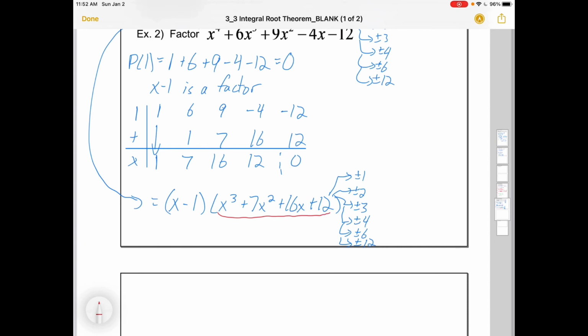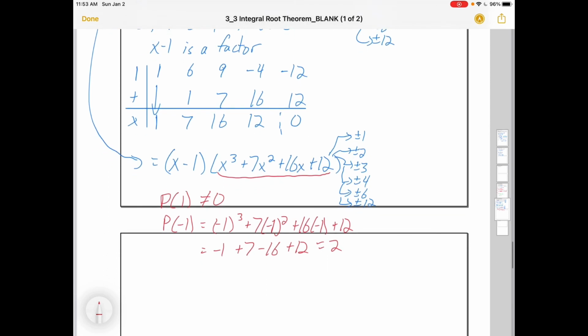Now, a keen eye would say, they're all positive in this, so no positive x values are going to give us 0. So that's not going to help. I could try p of 1, but it's not going to work. It's not going to be 0. I could put in negative 1. That would be negative 1 cubed plus 7 times negative 1 squared plus 16 times negative 1 plus 12. Let's see if this works. That's negative 1 plus 7 minus 16 plus 12. Oh, so close. So that didn't work. We can go ahead and try something else.